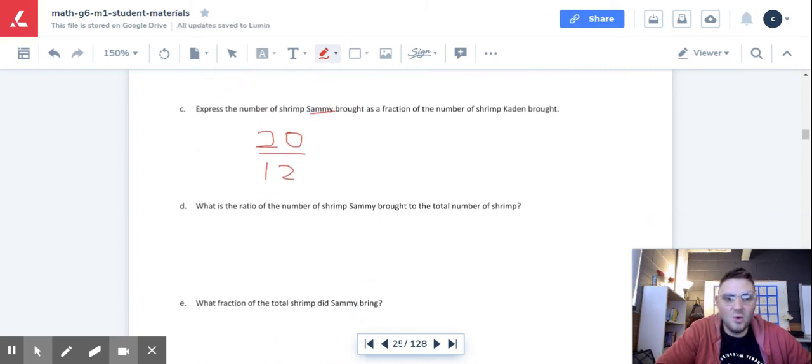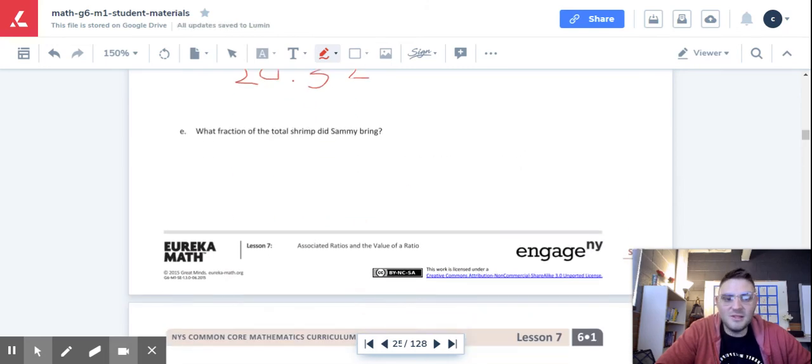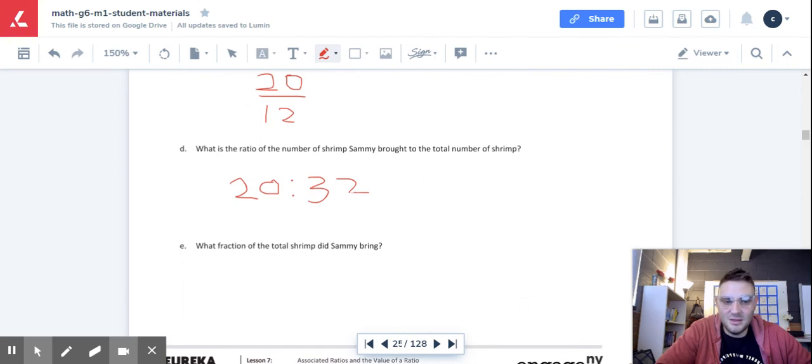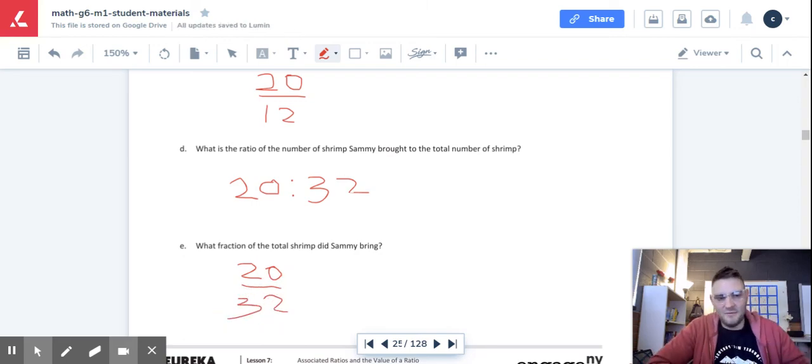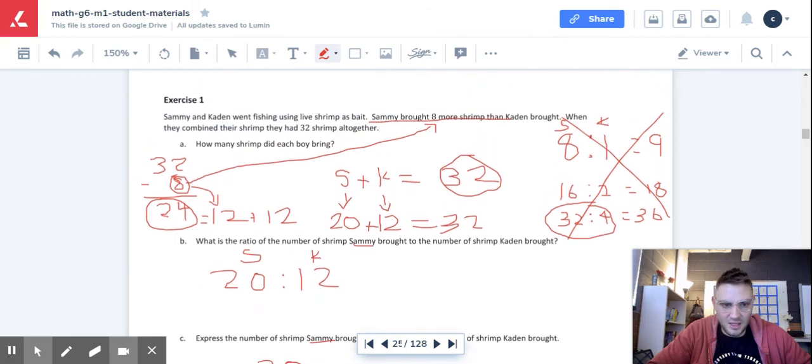So he's on top. What is the ratio of shrimp Sammy brought to the total number of shrimp? Well, how many did Sammy bring? 20. And what's the total number? 32. So that's very simple. And then what's the fraction of total shrimp did Sammy bring? What fraction of the shrimp did he bring? Well, he brought 20 out of 32. Okay, so it's just a lot of figuring it out and then flipping it and flipping it. The hardest part is going to be this part right here where you actually solve it.